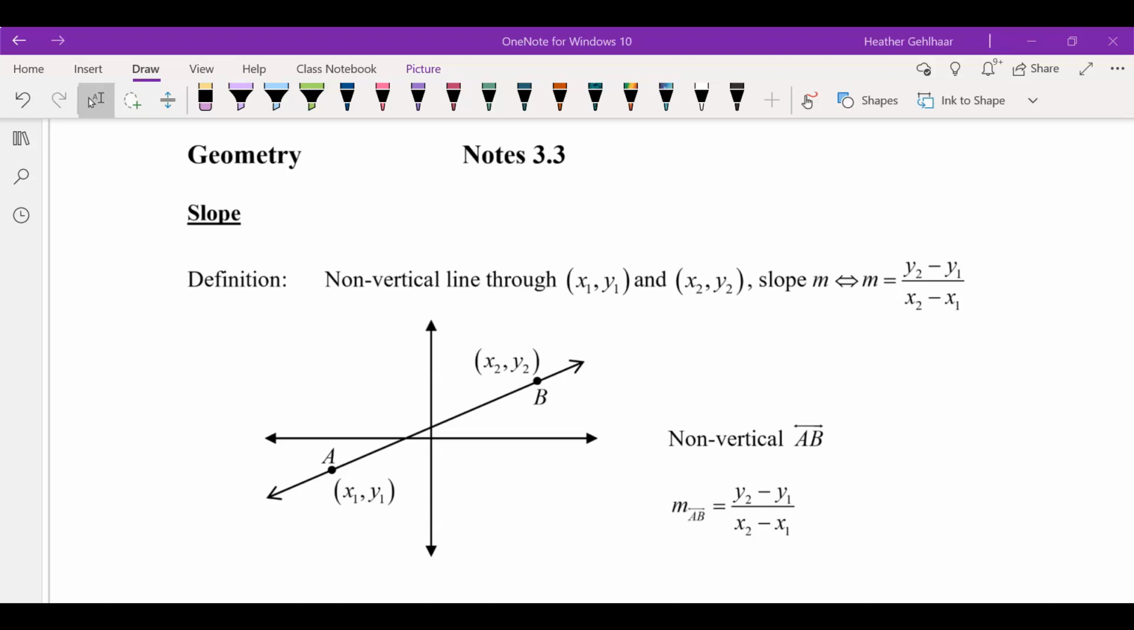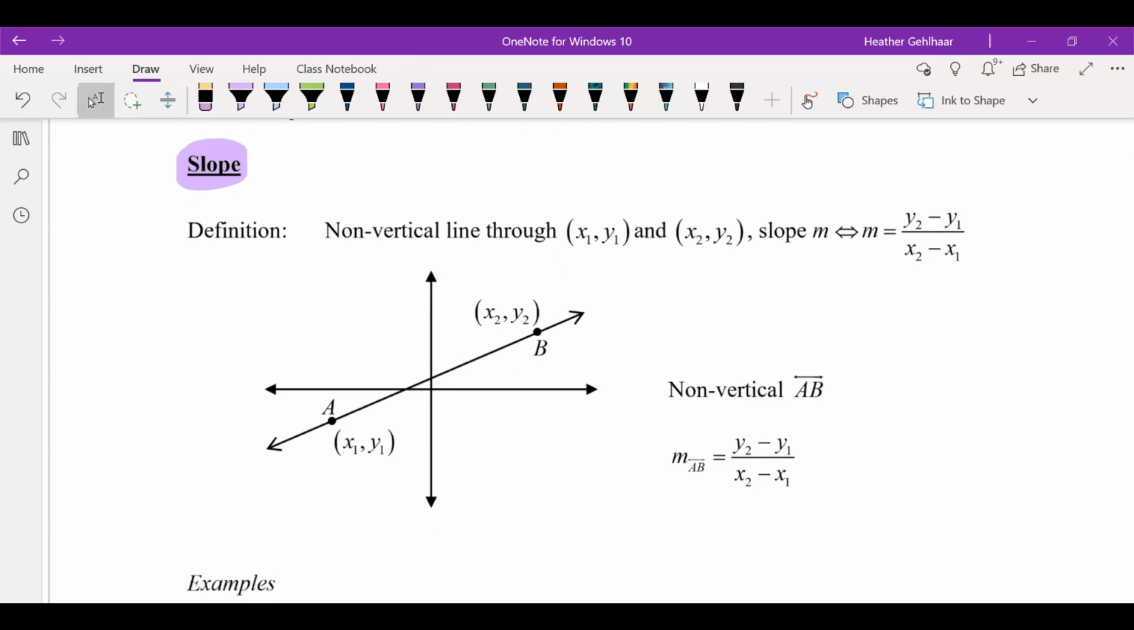In these notes, we are going to be talking all about slope. Every little piece about it, we're going to be graphing, we're going to be finding slope. So here, the definition for slope is a non-vertical line through 2 points. See, we have here x1, y1, and then x2, y2. That just shows that we have 2 separate points here, the first point and the second point.